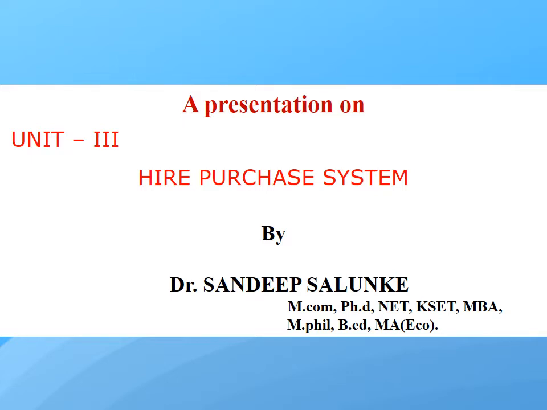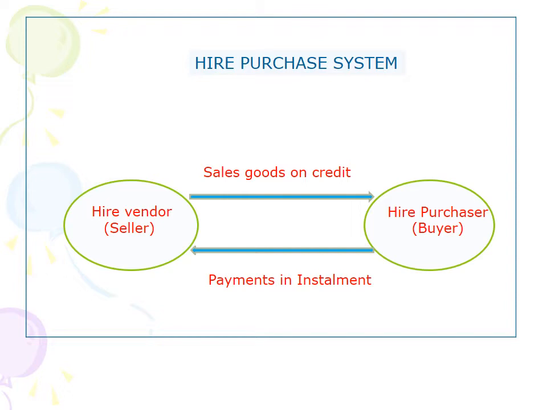Now I am going to discuss unit number 3, Hire Purchase System. This unit is in Financial Accounting 2 for BCom second sem. There are different ways to purchase goods: cash purchase, credit purchase, and apart from these two obvious ways, one important system is there to purchase goods, which is hire purchase system. Now let's have discussion on this hire purchase system.